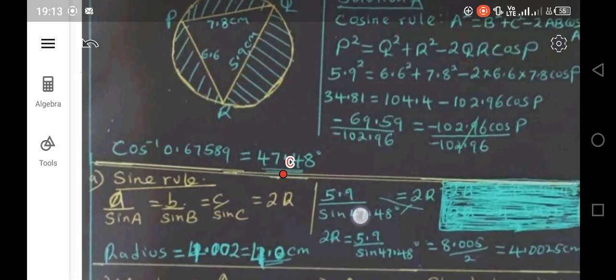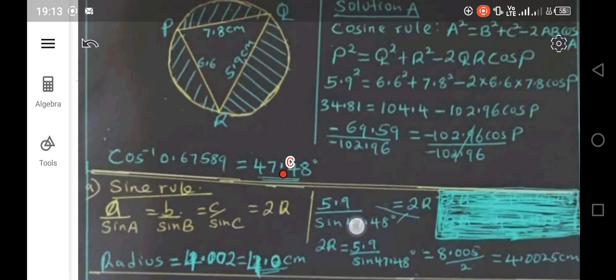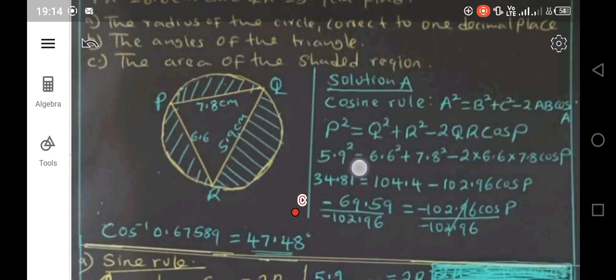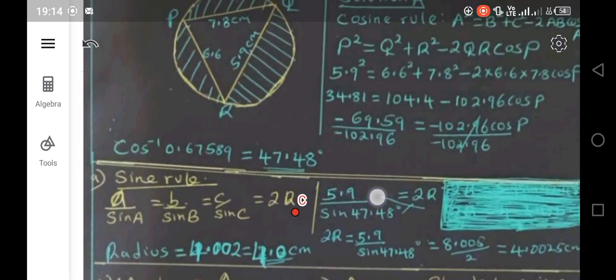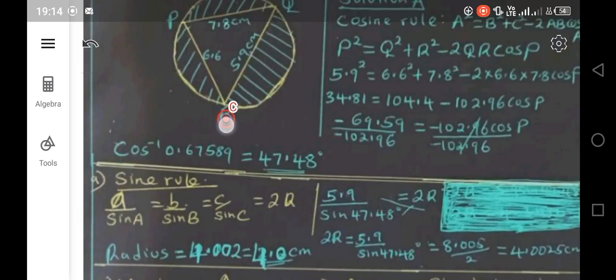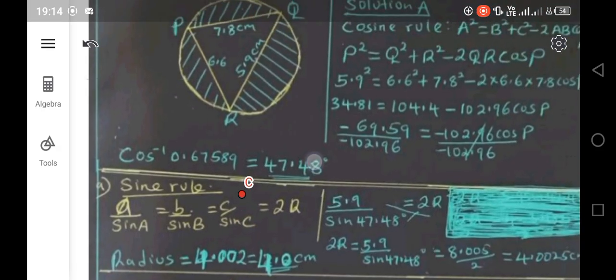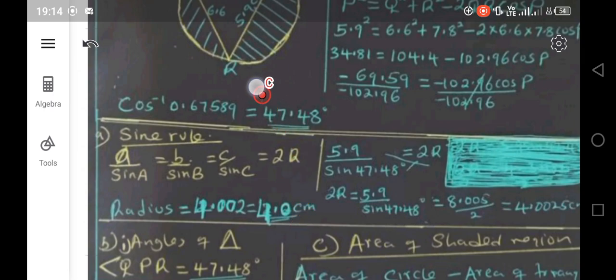Now, how can we get some of the angles? Another question asks for the angles of the triangle. This is a question from KCSE. How can you get the other angles? We have PRQ, and you can also get RQP. The angle that we have calculated is QPR as 47.48 degrees. Let's go and find another angle, at point R.